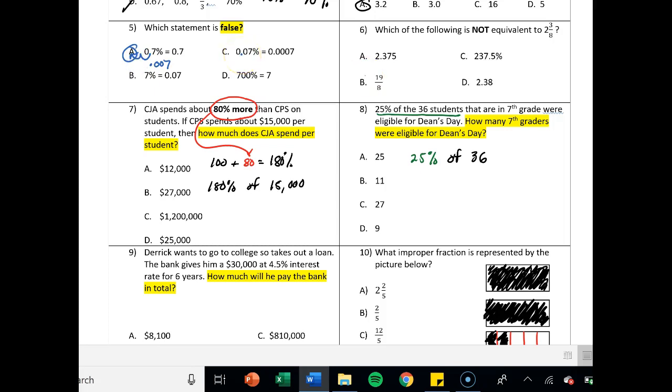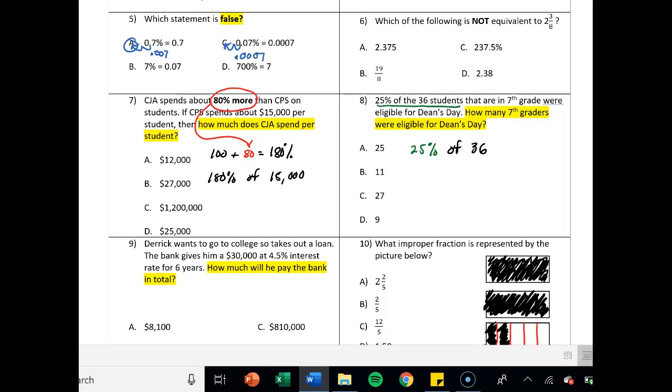If I swoop 2 times to the left, once, twice, notice I'll get 0.0007. So that's correct. If I swoop twice to the left here, I'll get 0.07, which is correct. And if I swoop twice to the left here, I'll get 7.00, which is the same thing as 7. So they're all true except for A.